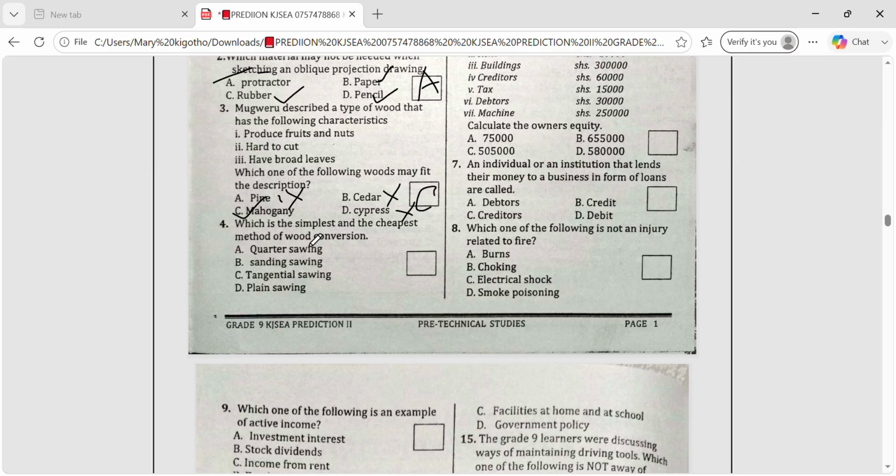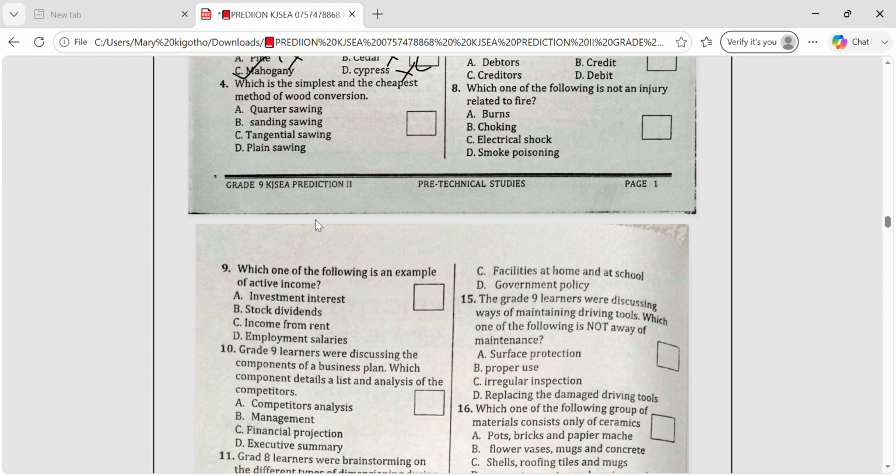Pine, cedar, and cypress are softwood. They are coniferous trees with needle-like leaves and cones, making them unsuitable for this description. So the correct answer is C. Whatever you need to do is go back to your grade 9 notes and revise the part for wood. I can see also in question number 4, it's on the same strand, the same substrand. So let's read the question.